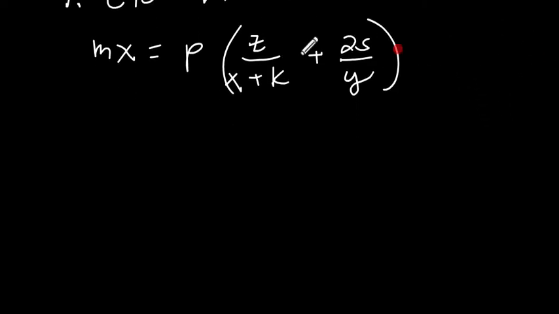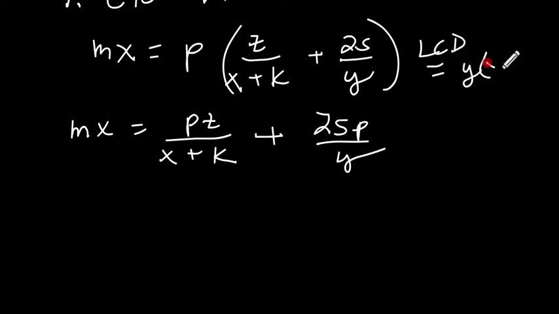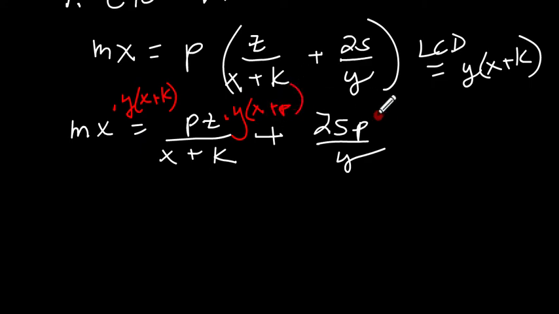Okay, so whenever you're doing these problems, you want to first distribute, get rid of the parentheses. So pz over x plus k plus 2sp over y. Then we want to get rid of fractions by multiplying everything by the common denominator. The common denominator, LCD, is y times x plus k. So we're going to multiply everything times that. So make sure you do everything. Y times x plus k, this looks like a pretty hard one, times y times x plus k, times y times x plus k. So everything gets the common denominator.